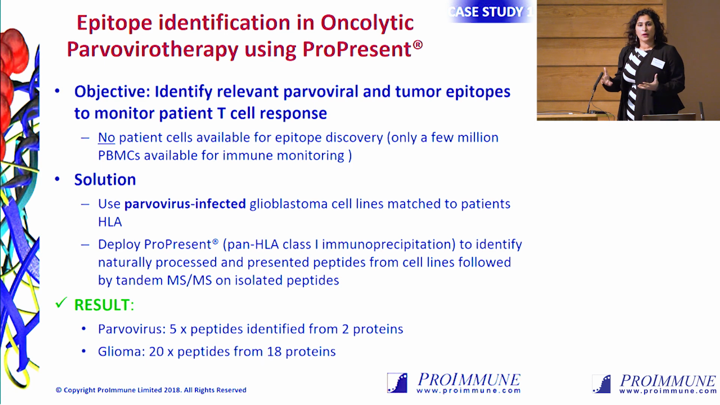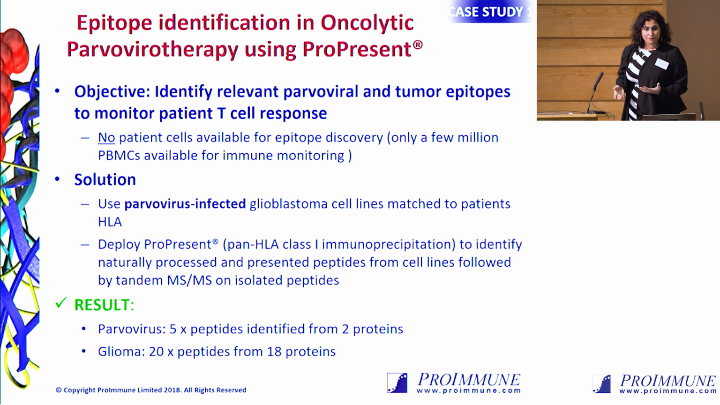Now, the easiest way you can think of is to just take the cells from the patient, immunoprecipitate the peptide plus MHC complex, and look at the epitopes that were presented at the surface of those patient cells. The issue was that they didn't have enough cells to give us so that we can do the analysis for the epitope, the peptidome that was presented at the surface of those patient cells, and they didn't have enough to do the immune monitoring either, so we had to choose something.